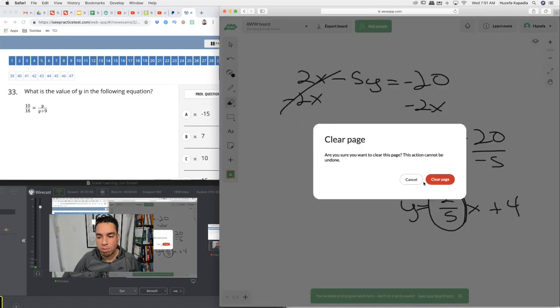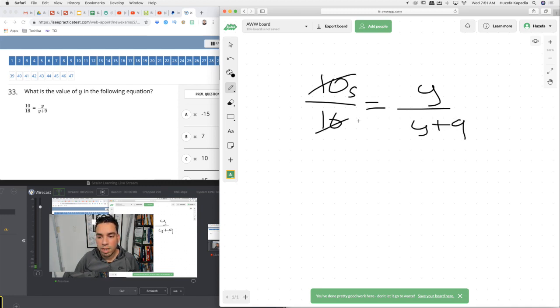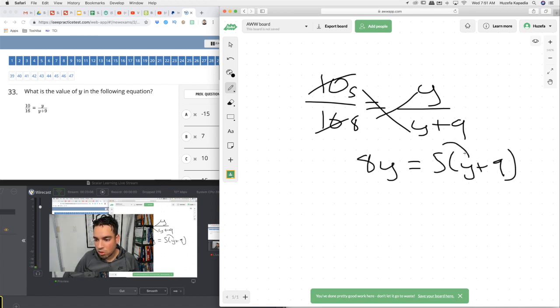Look, anytime we have a proportion like this or a ratio of numbers, watch this. We simply cross-multiply. Y over y plus n. I'm going to reduce this to 5/8 first and then cross multiply. That's 8 times y equals 5 times y plus 9. Distribute.